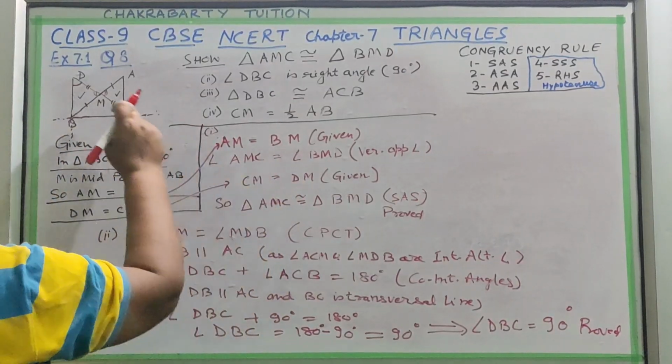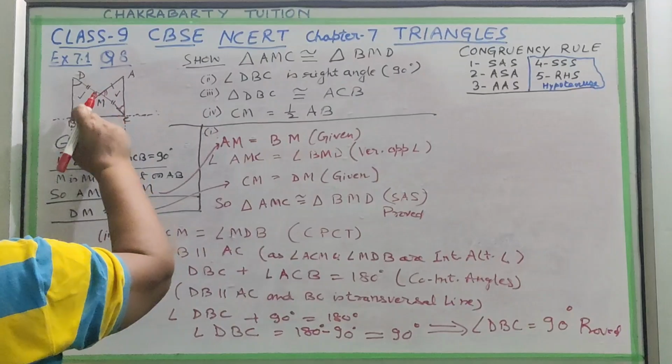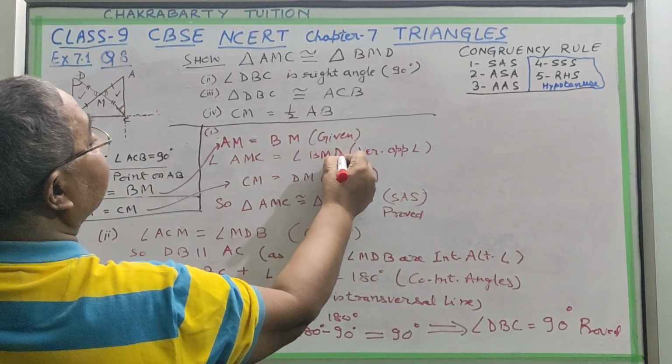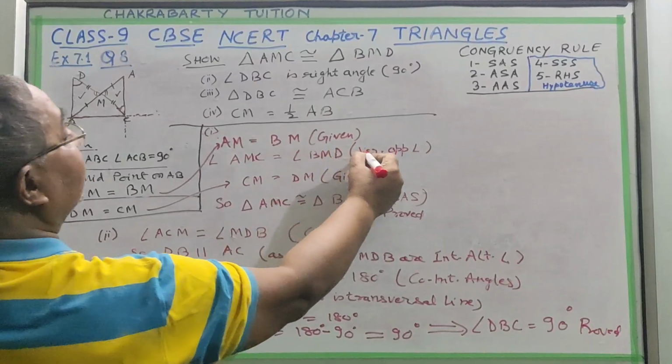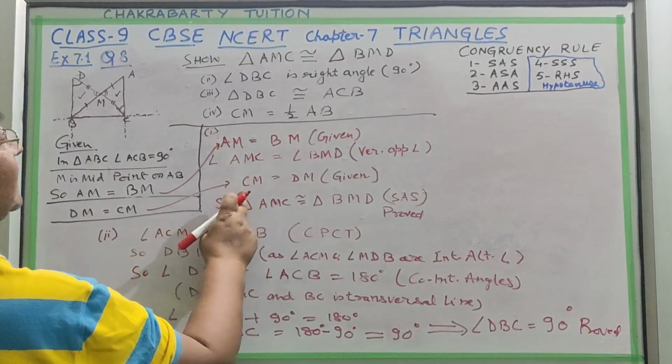Angle AMC and angle BMD. This angle and angle BMD are vertical opposite angles, so they will be equal. Okay, so now three points are clear.